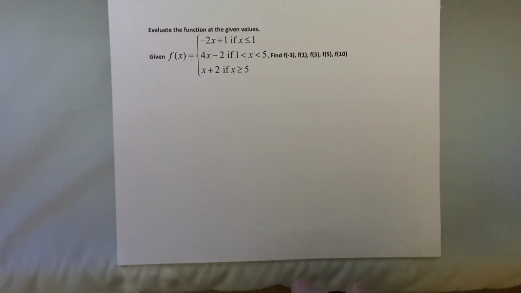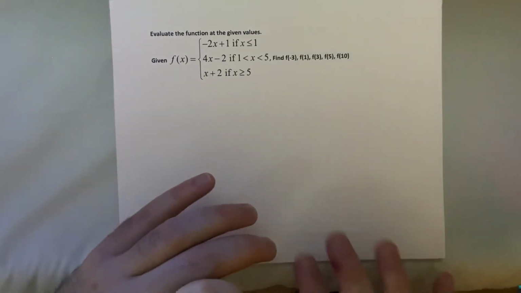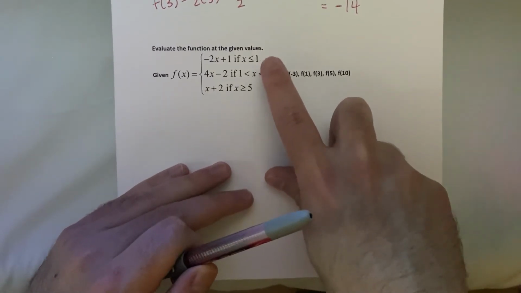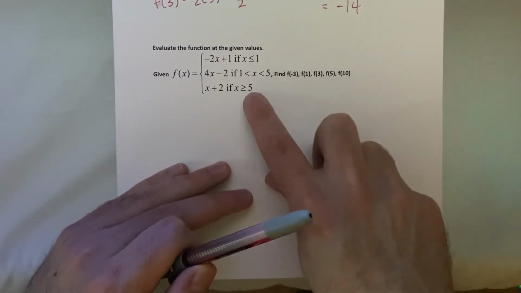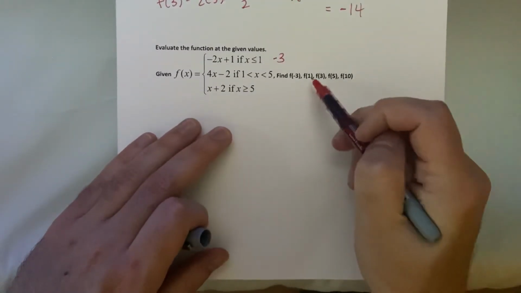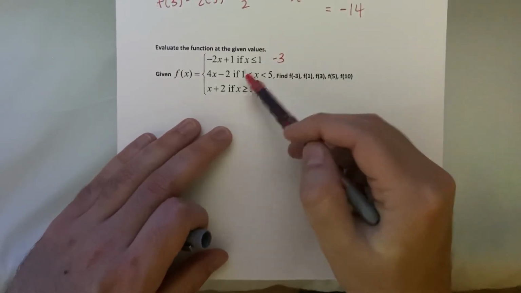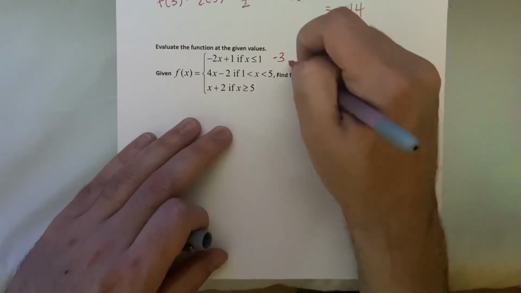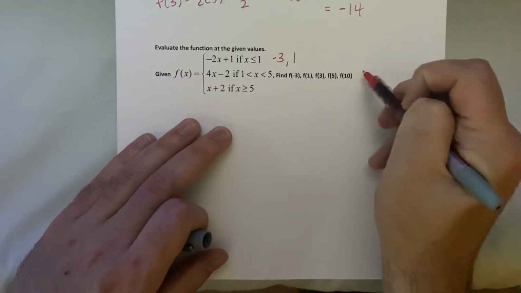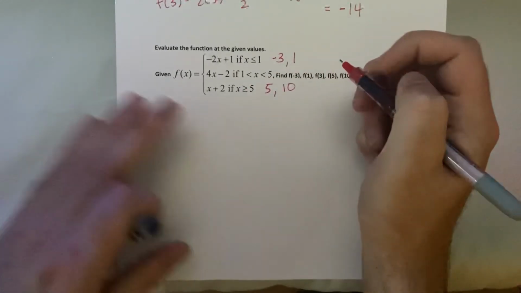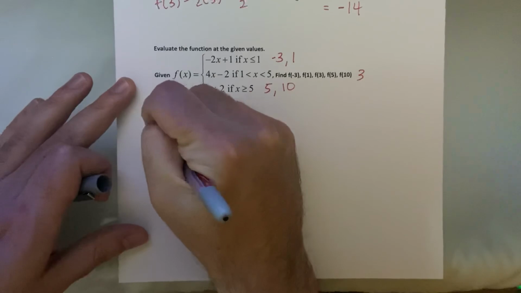Let's try this again. Now we're evaluating at negative 3, 1, 3, 5, and 10, and we've got 3 different possibilities. So let's start with negative 3. Is it less than or equal to 1, between 1 and 5, or greater than or equal to 5? It's less than or equal to 1. Now 1 is our boundary point. You're like, well, I see 1 in 2 places. Which one is it? It's the one that's equal to 1. 3 is between 1 and 5, and 5 is greater than or equal to 5, as is 10. So that tells us which functions we're going to use each time.